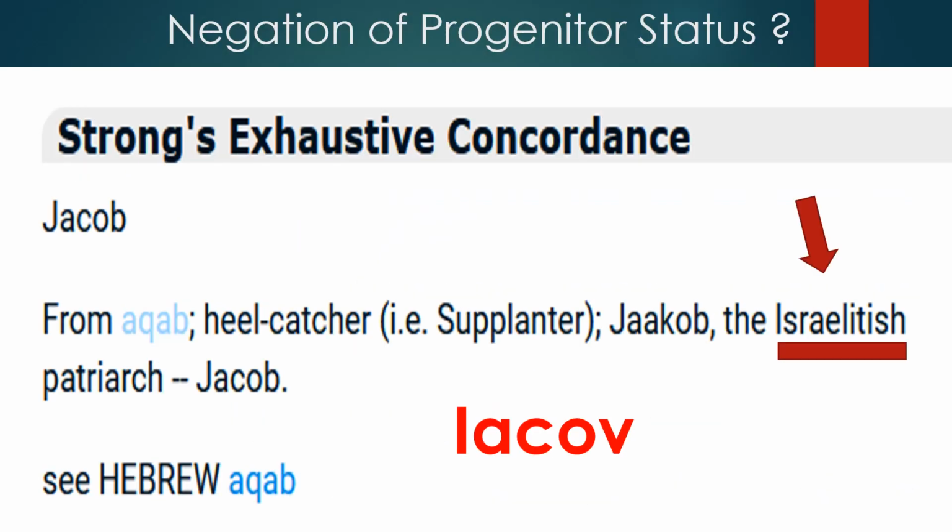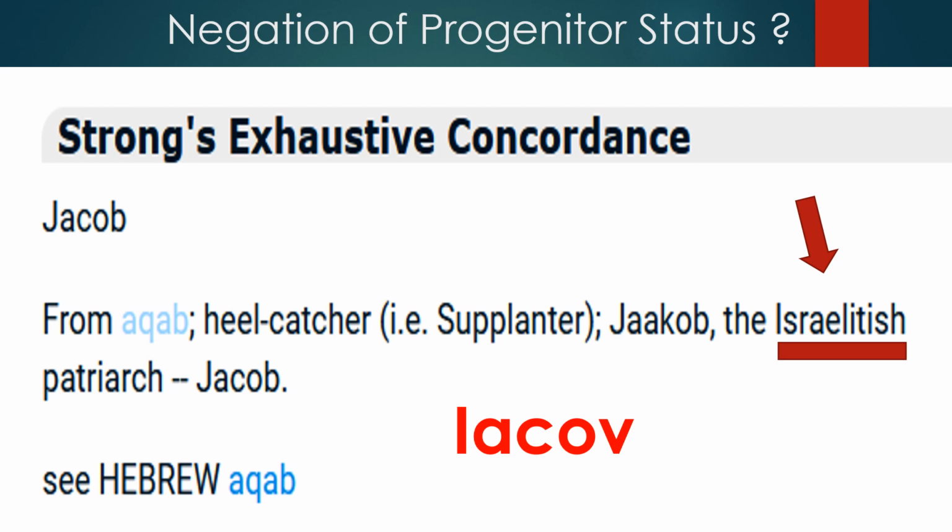And here is Strong's Exhaustive Concordance expounding on what this name Jacob means. And it has a couple of spellings for Jacob, interestingly, but it indicates that it's from the Akob, and it means heel catcher or supplanter. And there are a couple of spellings here that are interesting. And then a qualifier, and it's indicating that Jaakob is the Israelitish patriarch.